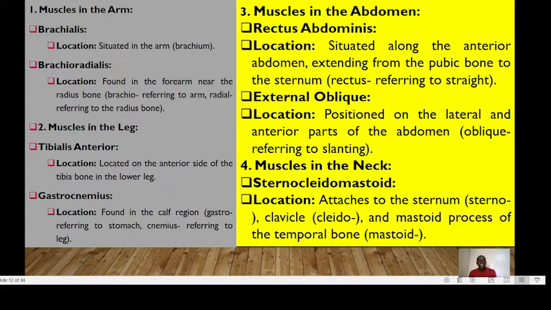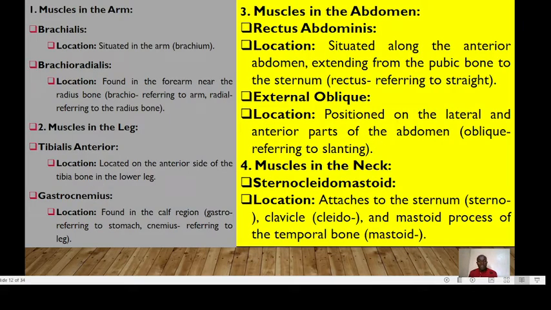So it's gastrocnemius. Muscles of the abdomen, we have rectus abdominis. This is situated along the anterior abdomen, extending from the pubic bone to the sternum. Rectus, you remember, means straight. So we have the straight abdominis. We also have the external oblique. This is positioned on the lateral and the anterior parts of the abdomen.